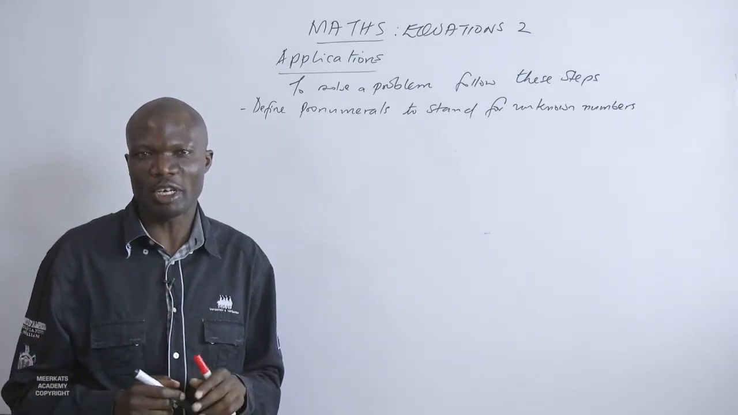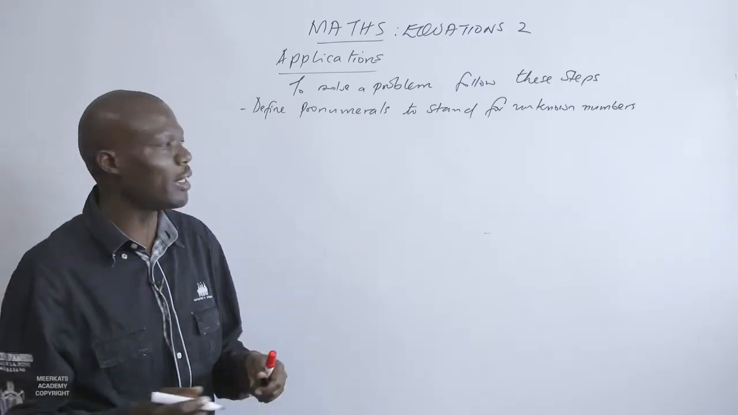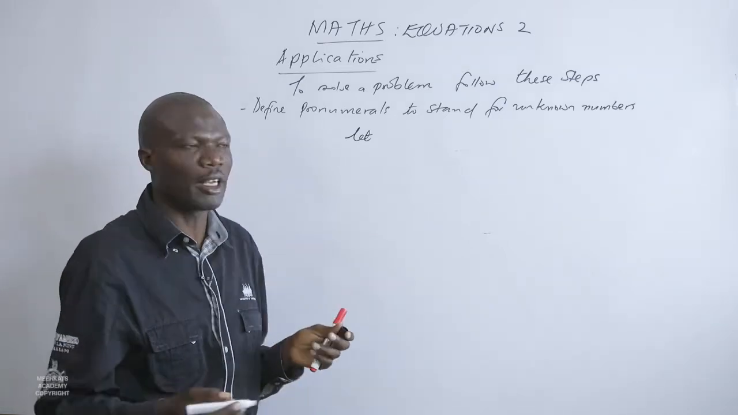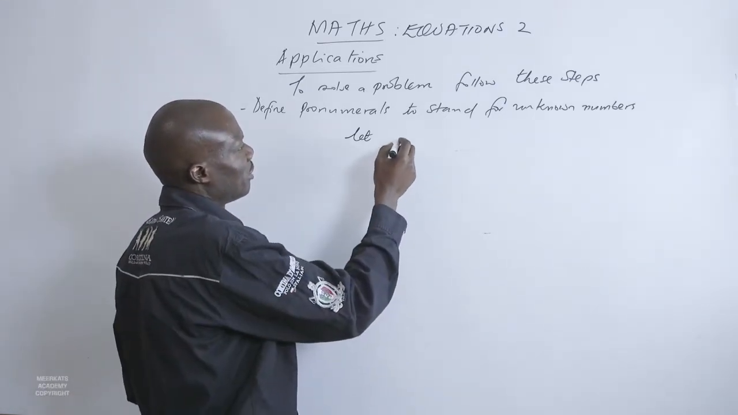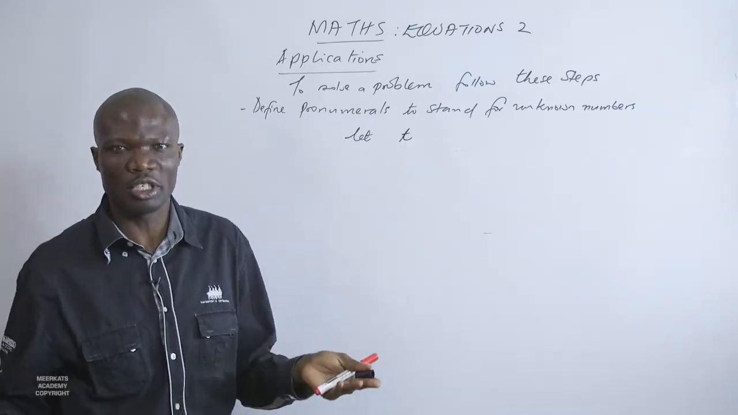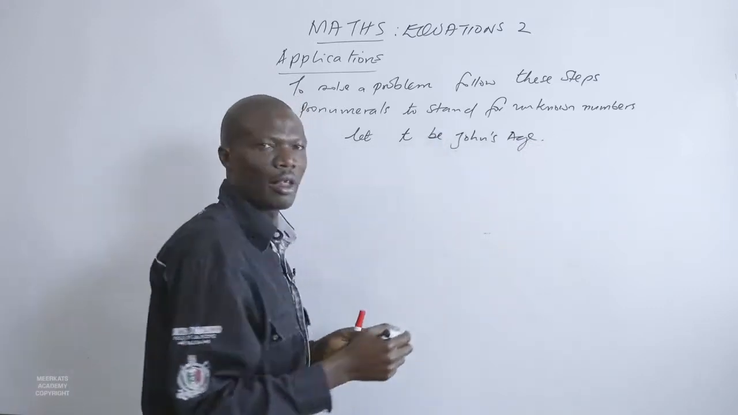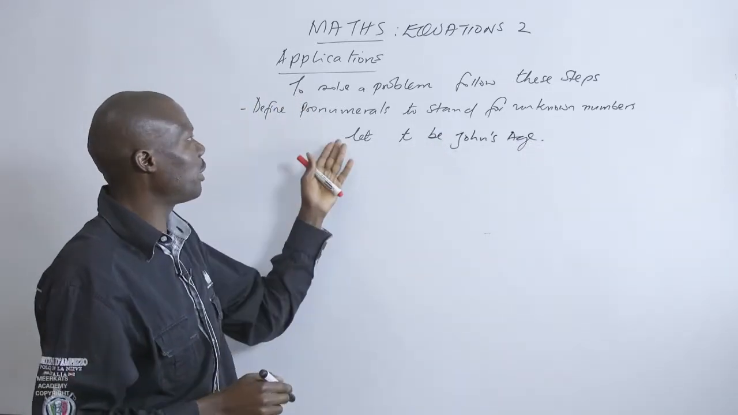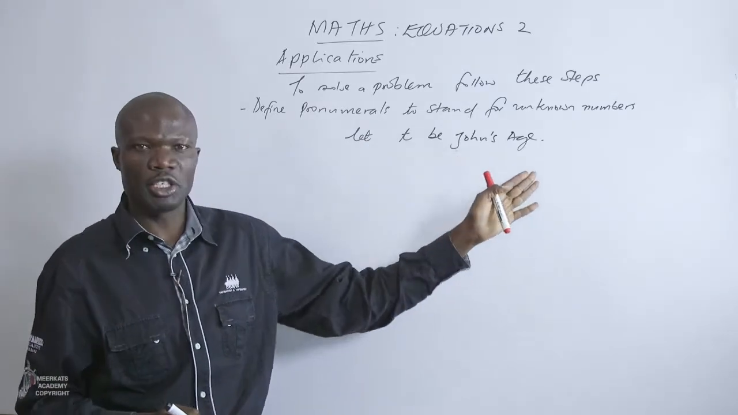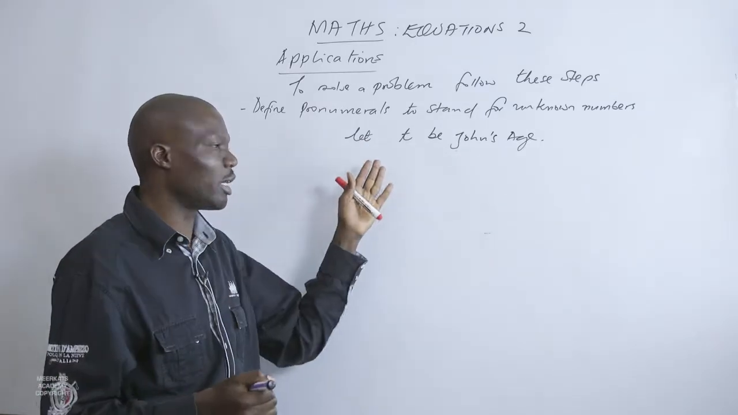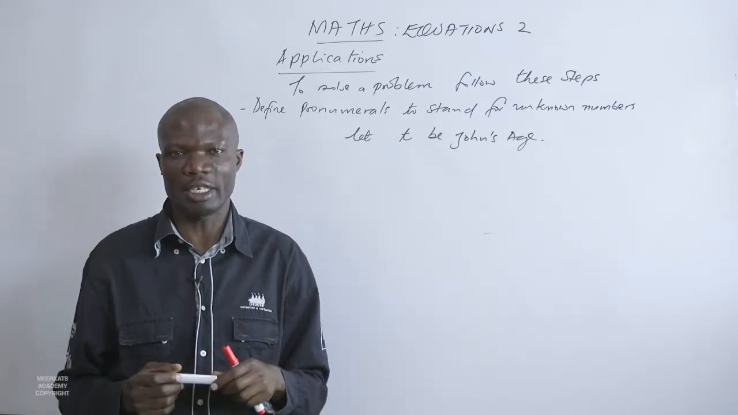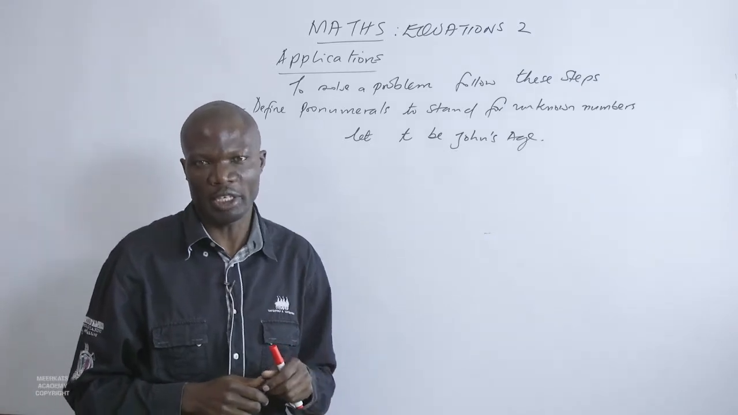When we say this, we can say, for example, let T stand for John's age. We have defined T to be the pronumeral for the age of John, which is unknown. So we are saying let T be John's age. So we shall have assigned a pronumeral for the age of John.